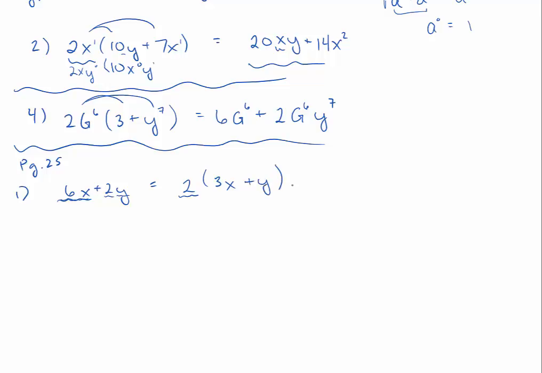And it's very easy, actually, to check, and it's actually good to check, too, because it helps you with your distribution if you need help with that. But if I distribute this 2 back through, I should get what I started with. And so if I multiply 2 times 3x, I get 6x. If I multiply 2 times y, I get 2y.